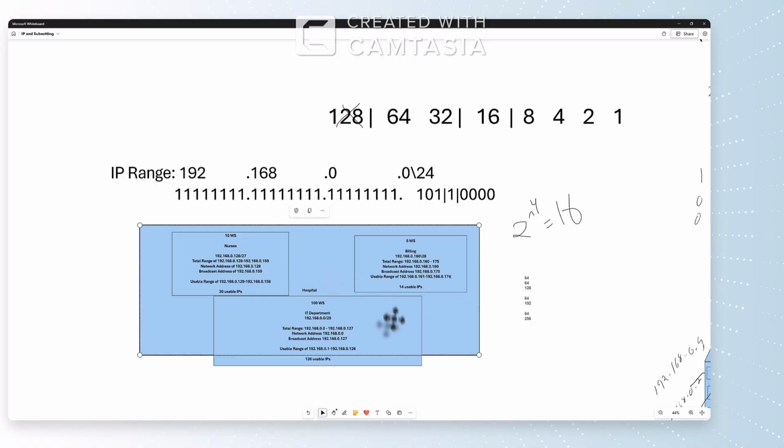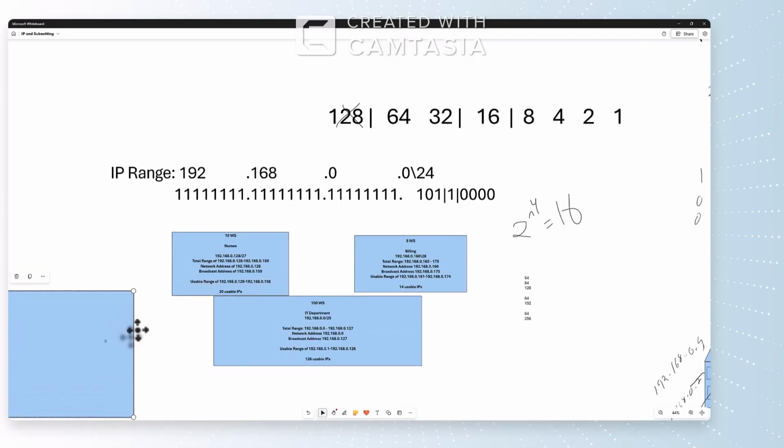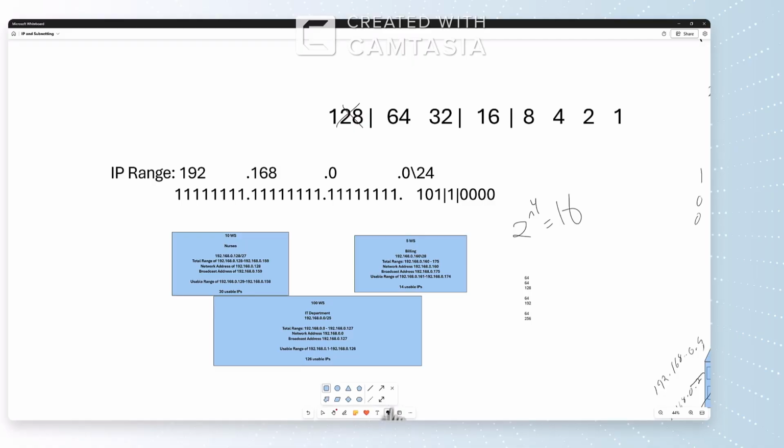So meaning that let's say I had another department that came in and they were pretty big. So I'm going to move this out of the way for a minute because it'll override my stuff. Let me create another department here.